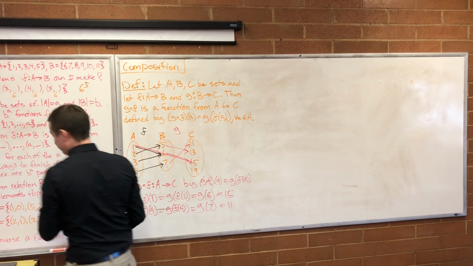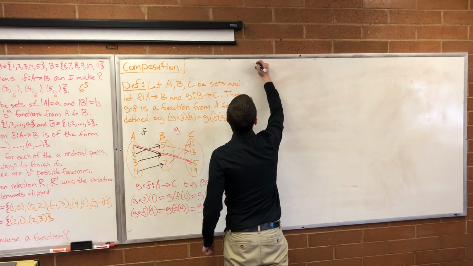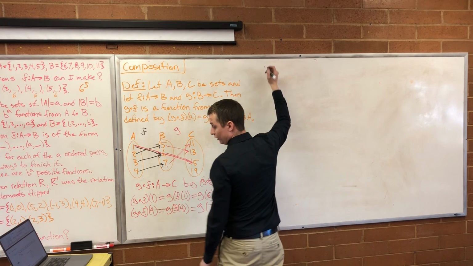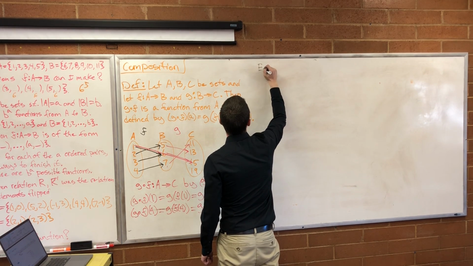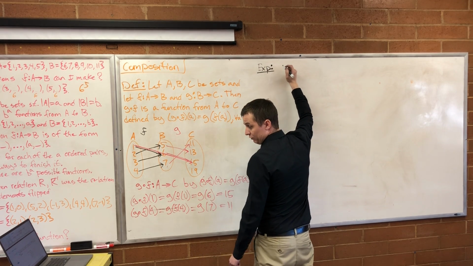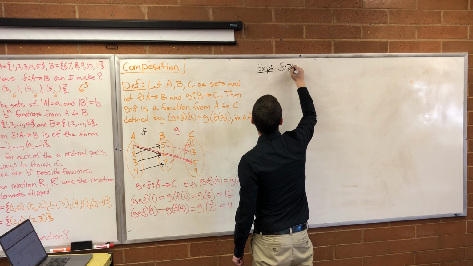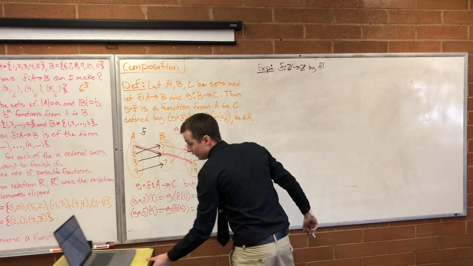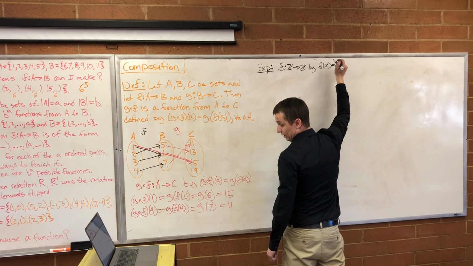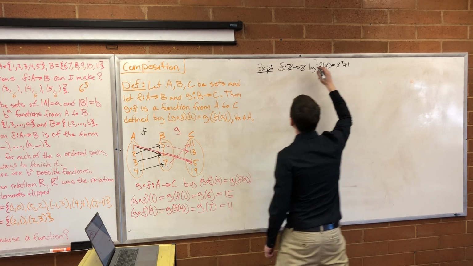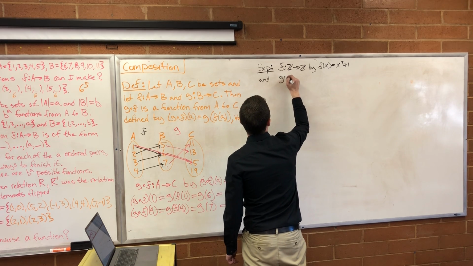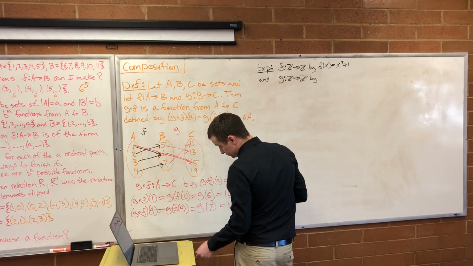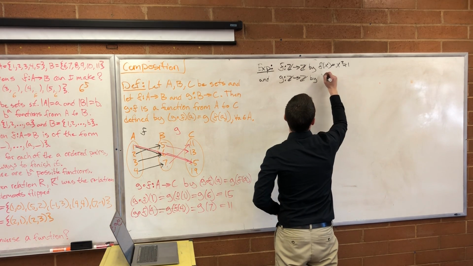Okay, so let's do function composition with some more involved functions. So, example, we have F is a function from Z to Z by F of x is equal to x squared plus 1, and G is also a function from Z to Z by G of x is equal to 2x minus 3.